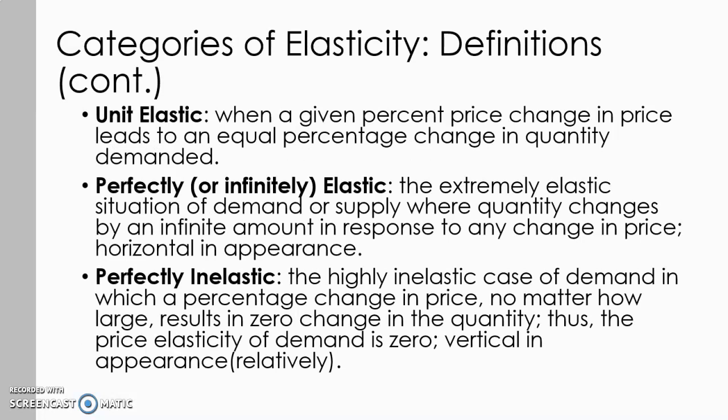The categories that we talk about are unit elastic, perfectly elastic, and perfectly inelastic, in addition to those relatively elastic or inelastic points that we've had before. When a good is unit elastic, that means that the percentage change in quantity demanded is exactly the same as the percentage change in price. Something that's perfectly elastic means that there's an extremely high elasticity. In fact, it's infinite. And the quantity will change by basically the entire amount in response to any change in price. We'll talk about an example of that later on. We'll also have an example of a perfectly inelastic good, where there's not going to be a change in quantity, even if the price does change.